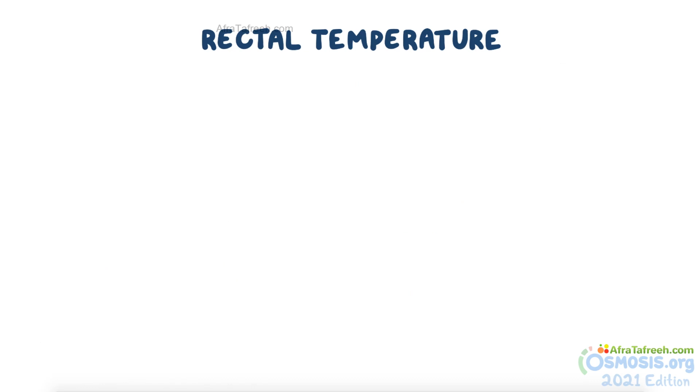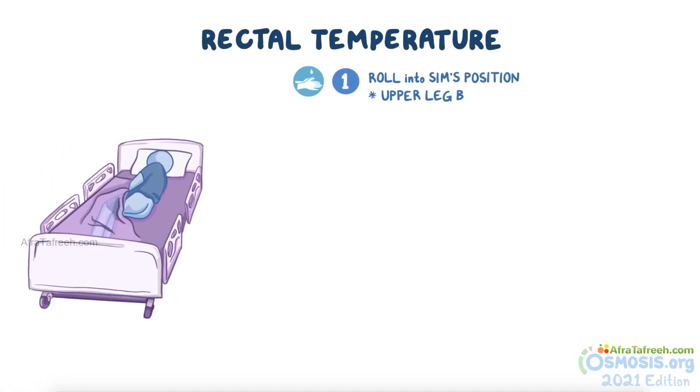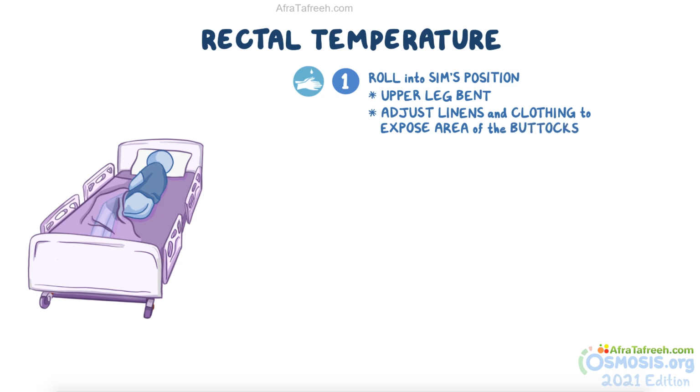Now, in both cases, start by practicing hand hygiene. Help the client roll over into Sims position with the upper leg bent, and adjust the linens and the clothing to expose the area of the buttocks. Through all this, make sure to respect the client's privacy. Then, check that the wheels on the bed are locked. Raise the bed to a comfortable working height.